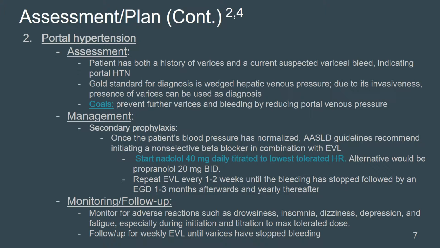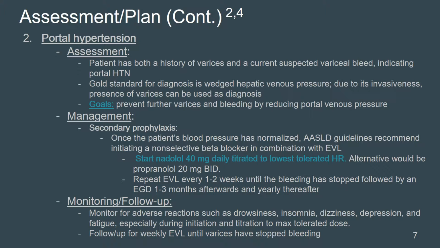For management, first off, it's very important that the patient's blood pressure has normalized before we start secondary prophylaxis. The guidelines recommend initiating a non-selective beta blocker in combination with EVL that I mentioned on the previous slide. We do recommend starting nadolol 40 milligrams daily. Propranolol is another option, but we chose nadolol because it's once daily versus twice daily, and it also has less side effects than propranolol.